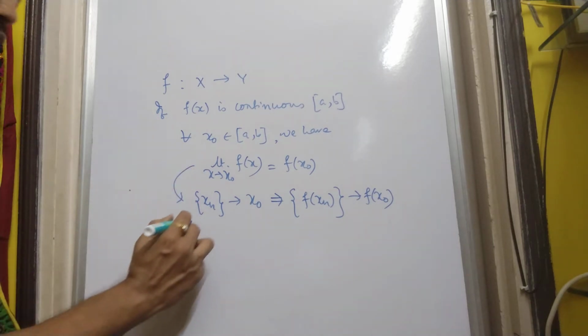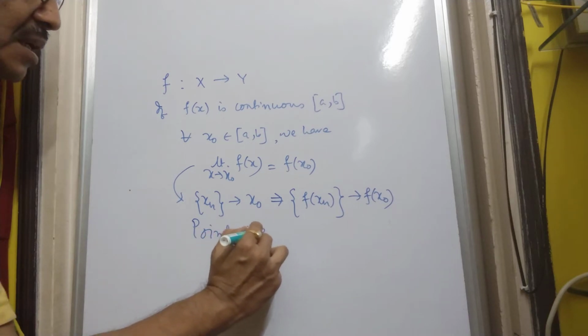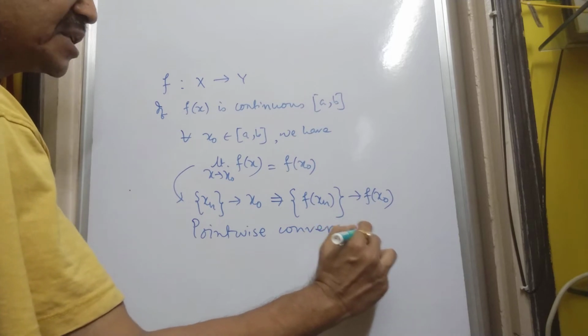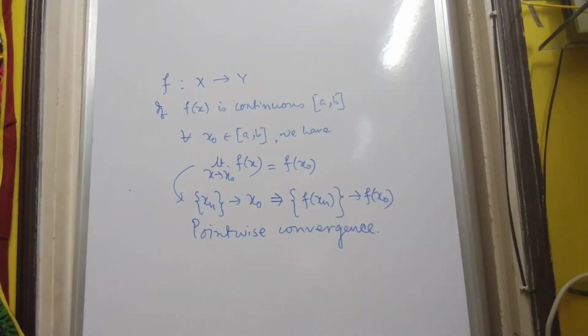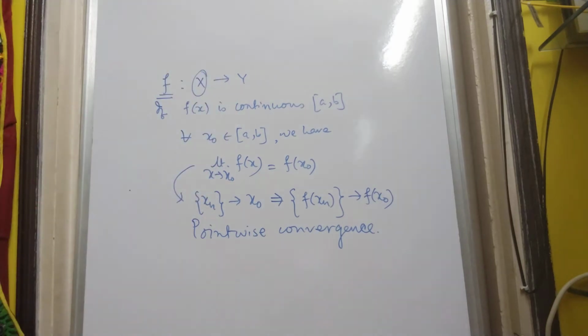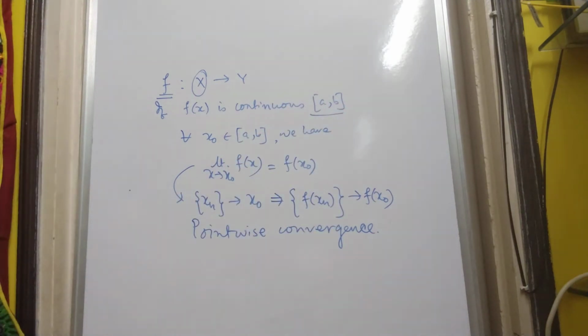This is sometimes called pointwise convergence. This is a very important concept, pointwise convergence. And then we say that this function f is continuous throughout this domain of definition, which we prefer to write as closed and bounded interval [a,b].